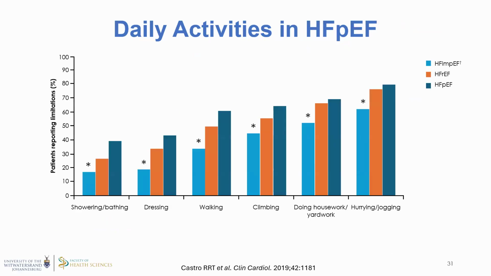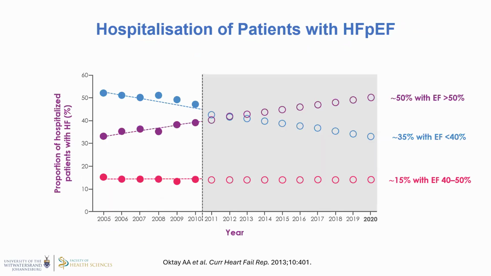So in terms of limitations of activities of daily living, patients with heart failure with preserved ejection fraction tend to have worse limitation than the other subgroups of heart failure. As you can see, from showering to dressing, patients with HFpEF often tend to report more limitation in these activities. Okay.